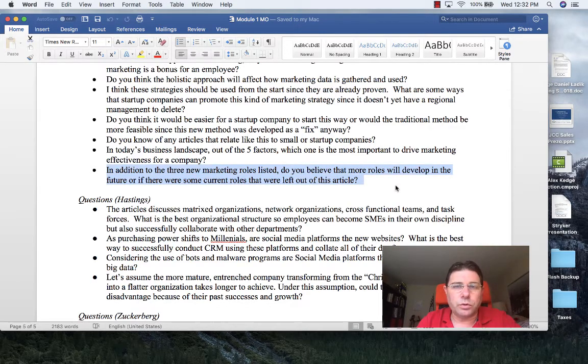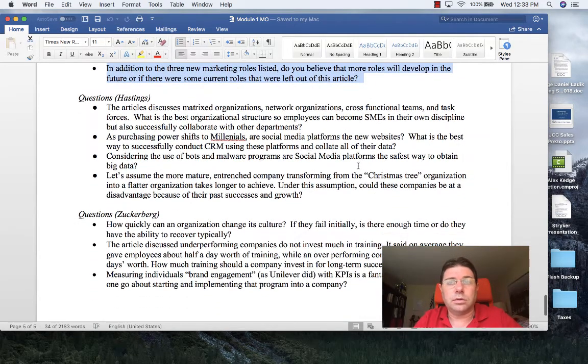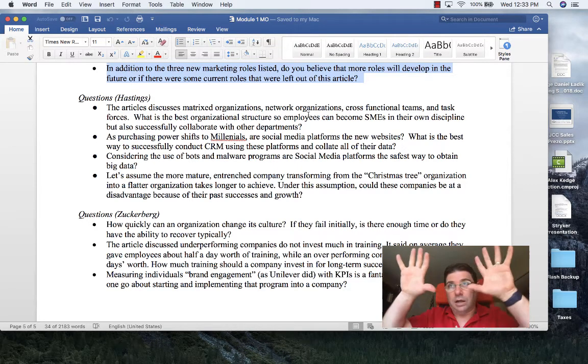In addition to 3 new marketing roles listed, do you believe that more roles will be developed in the future, or there'll be just some current roles that will be left out of this article? They're not marketing roles. That's my problem with the article. Okay. We're going to see in an article at the end of the semester the chief information, instead of CMO, it's the chief CMI. Okay, Chief Marketing Information, they're trying to mash up those things. I like the concept. I don't think it goes far enough because I don't like the silos. Okay? I think everyone should do the marketing, and I think everyone should do the finance, and I think everyone should do the operations. Not just a couple of silos that kind of meld.